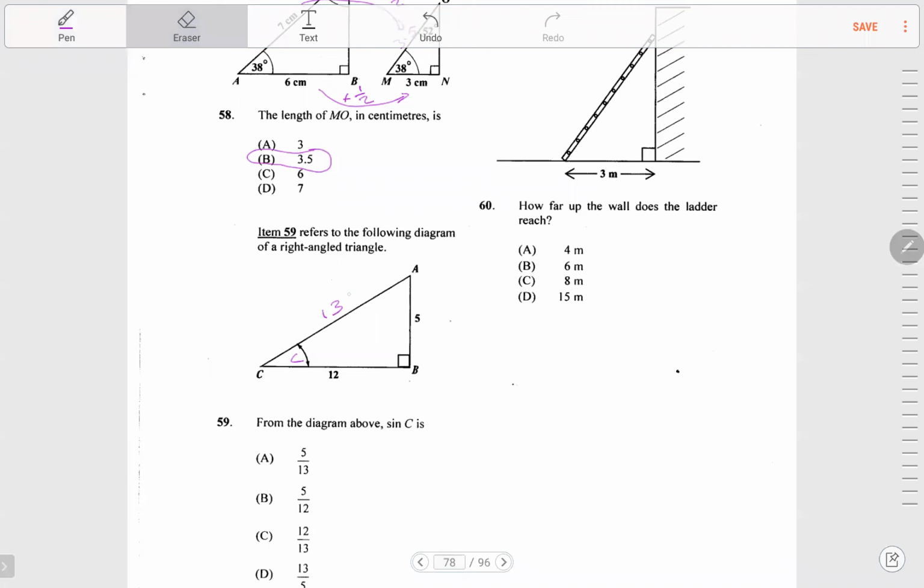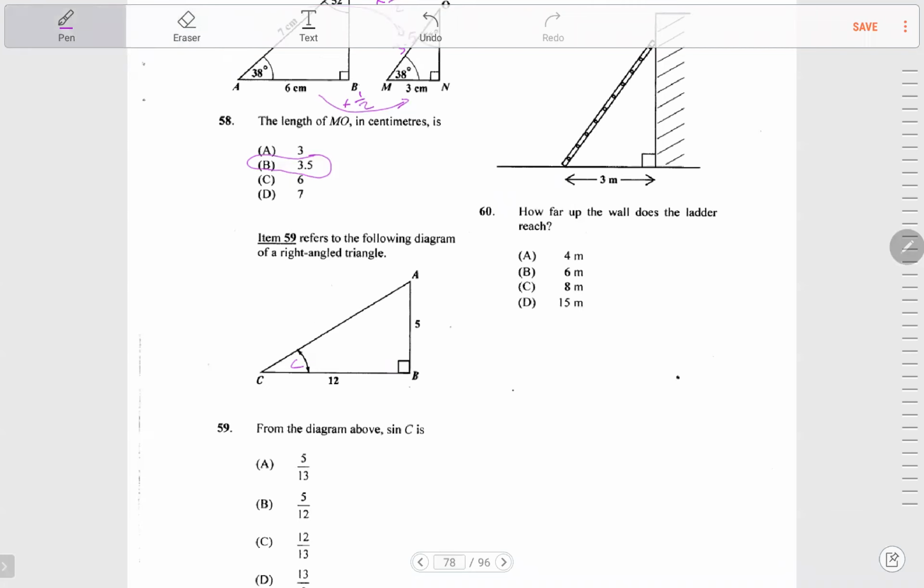But let's say they didn't know a 5, 12, 13. You can work it out. The hypotenuse is the square root of the sum of the squares of the other two sides. Let me write it up here for you. The hypotenuse will be the square root of 12 squared plus 5 squared. 12 squared is 144, and 5 squared is 25. 144 and 25 is 169. So we're doing the square root of 169, which is 13. So I see it's a 5, 12, 13 triangle.